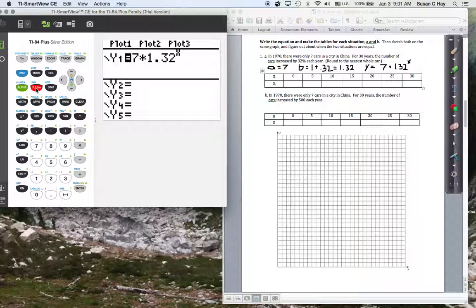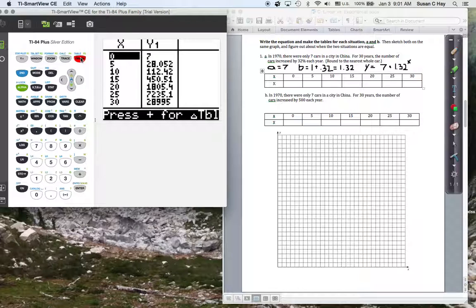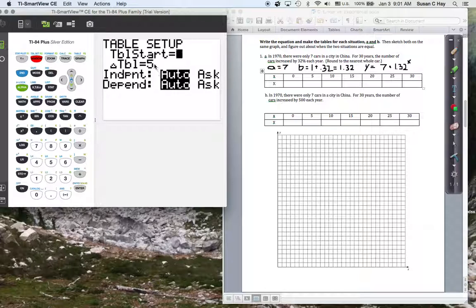Now we're going to go to the table. So to get to the table, we're going to hit second, because we want to get to the blue one here. So this graph is here, and the table is blue, and so we had to hit the second button to get to the table. Okay, so you'll notice that my table goes up by 5s conveniently. I want to show you how to do that. Normally, when you get to the table, it's going to start at 0, and it's going to go up by 1. So this is what your table probably looks like.